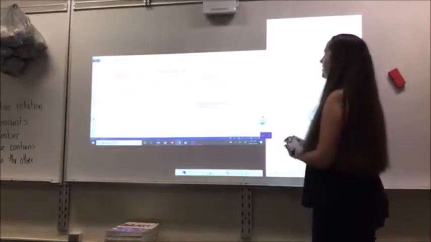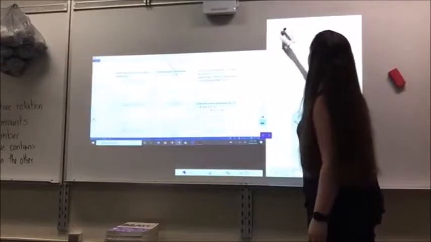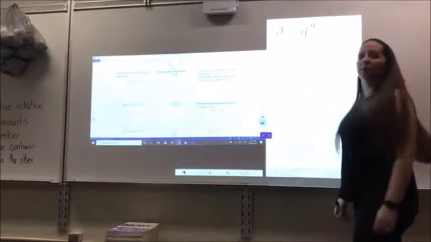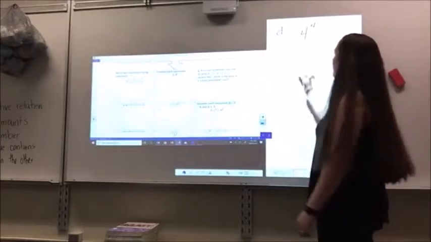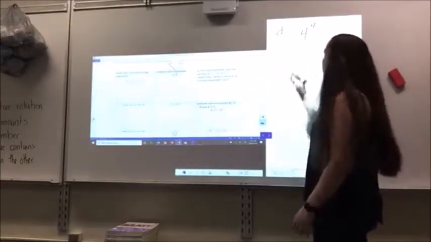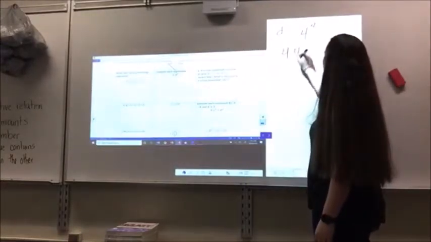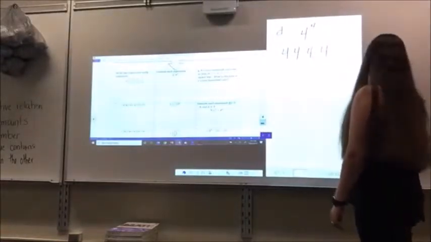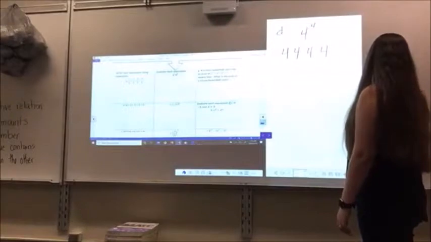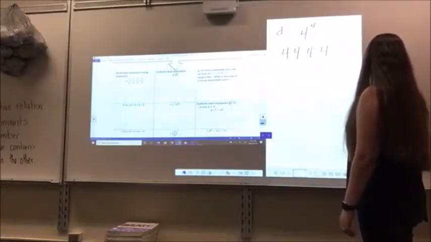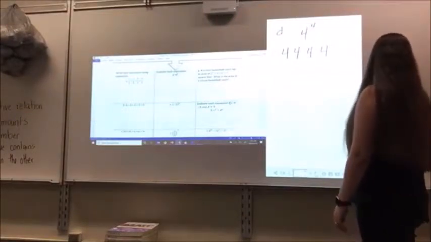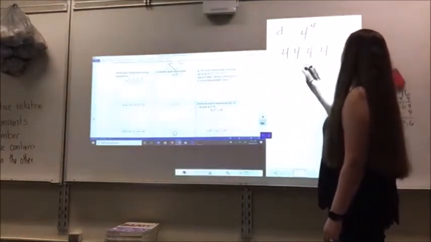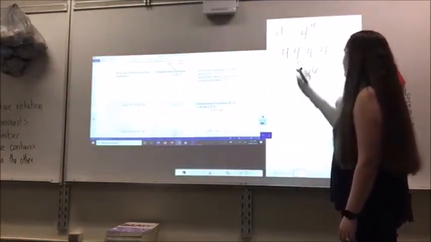All right, for letter D, it says evaluate. Okay. 4 to the 4th power, it wants me to evaluate, which means to solve. So I have 4 times 4 times 4 times 4. 4 times 4 is 16. 16 times 4 is 64. 64 times 4 is 256.